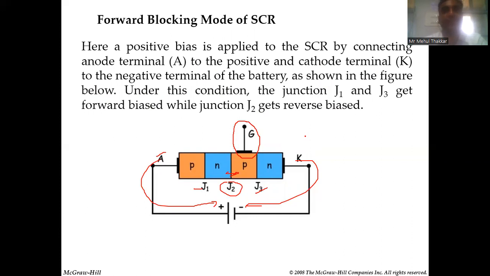So SCR can be made conducting in two ways. One, you apply a sufficiently high battery voltage so that junction J2 will break down and we will have current through it. Or otherwise, we can apply some gate voltage so that junction J2 will be forward biased. Already J1, J3 are forward biased, and we will have current through it.